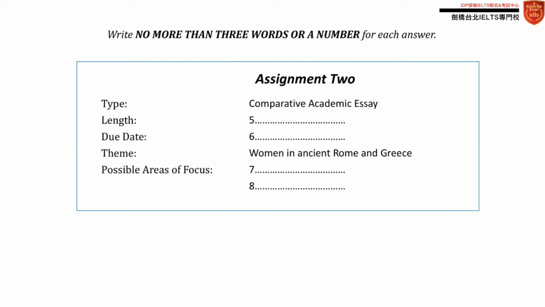Throughout the semester, we've discussed several ancient civilizations and different aspects of those civilizations, but the theme of your second assignment is women in ancient Rome and Greece. There are several areas you can focus on for your comparison. Some of you have expressed an interest in writing about the status, role, and expectations of these women, but I want you to focus more. For example, you could look at their upbringing and education and how this affected their role in society, or you could consider their representation in literature at that time.